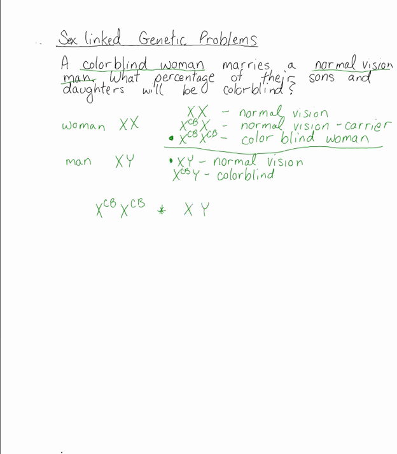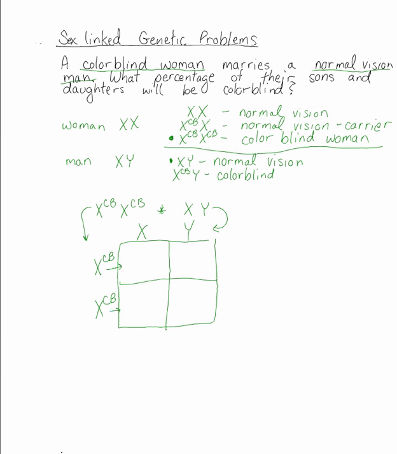Okay, now we can start to do our Punnett square. So our Punnett square we're going to set up like we usually do. We'll put the female on the side this time. So we have XCB, XCB for color blindness, and we're going to put the male right here. So X and Y, and then we just go ahead and fill out the Punnett square.